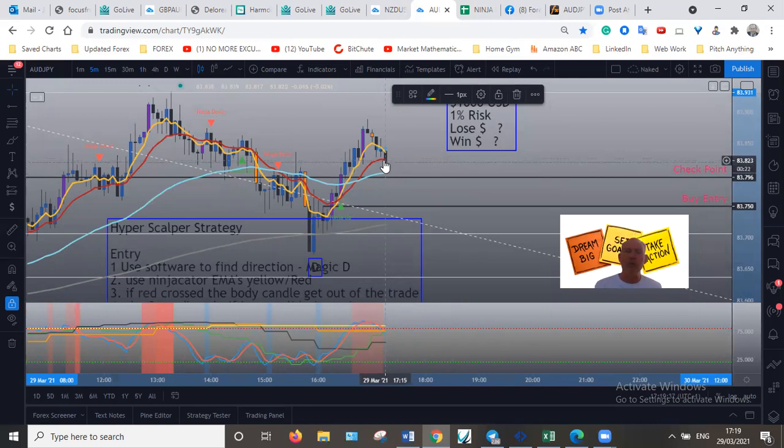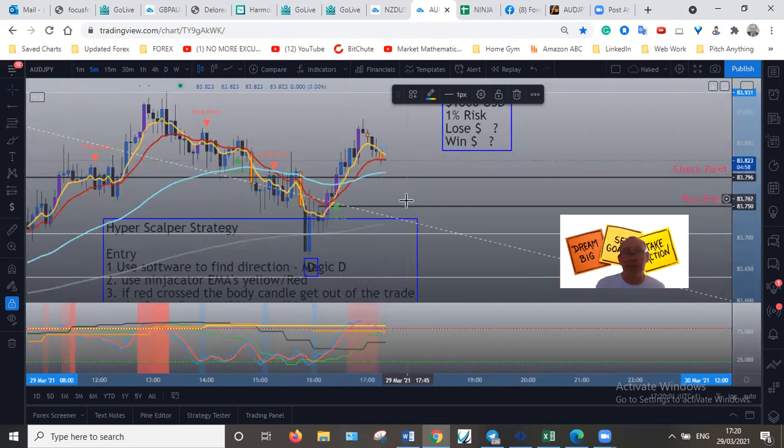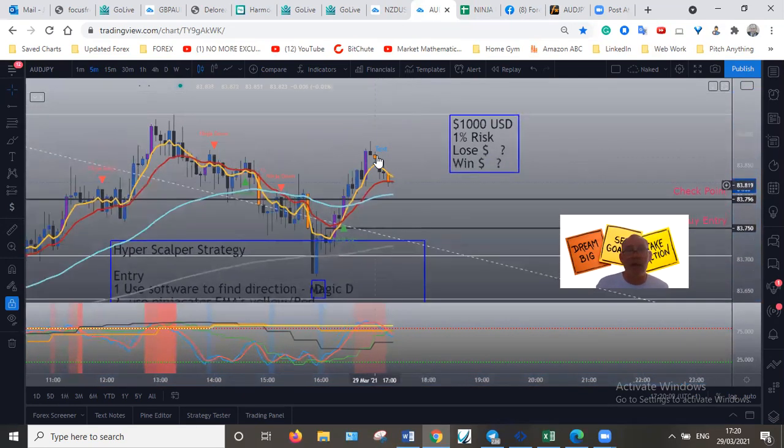So what you do is, as soon as you get into the trade, apply these with your Ninjacator, and then you'll very easily see if it is going in the wrong direction. Just get out in profit or a small loss. But you can see how relaxed I am because if it goes down to here, I exit the trade in profit rather than wait and worry.